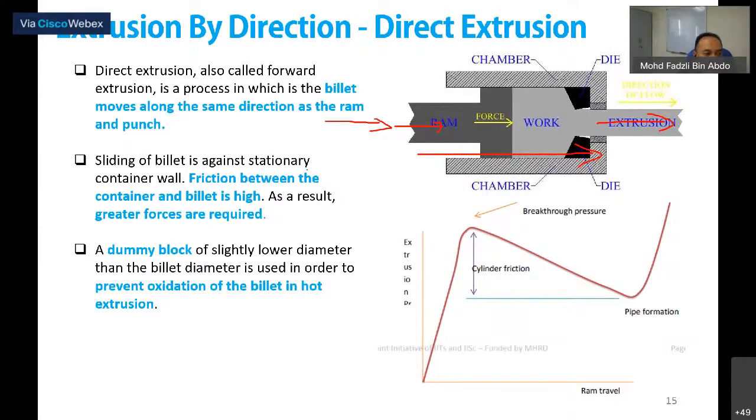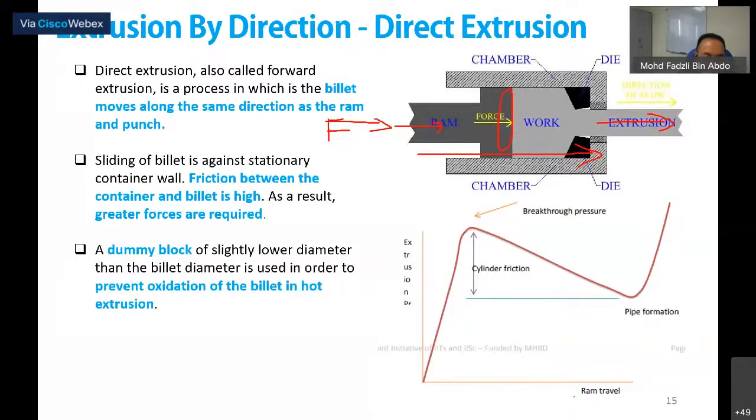Sliding of billet is against stationary container wall. Friction between the container and billet is high. As a result, greater forces are required. Ni kat sini lah, greater forces kat sini. A dummy block of slightly lower diameter than the billet diameter is used in order to prevent oxidation of the billet in hot extrusion. Kat sini ada dummy block kat sini. Sebenarnya antara ram dan juga workpiece. Okay.